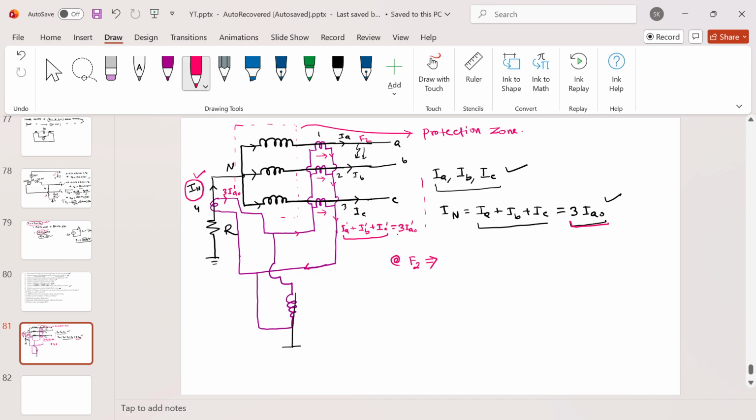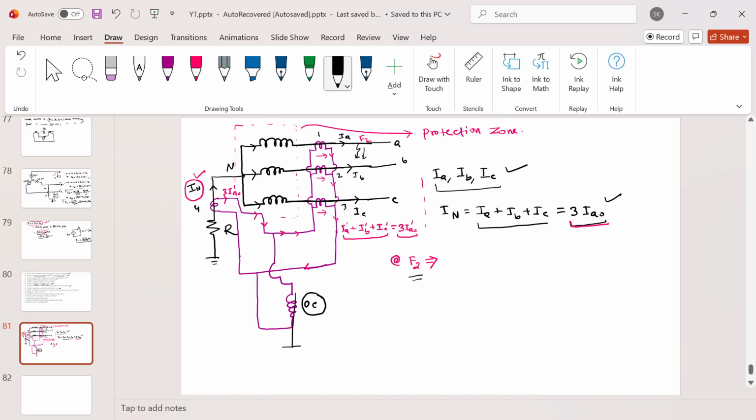You can see this 3 IA naught prime current is coming from the neutral reflection also, and it is completing the path within the CTs. It is not even going into the operating coils. So your operating coil will not be energized, and it will not send any trip signal to the circuit breaker. That means if any fault occurs that is not located in the protection zone, like this F2 point, then it is the zero sequence component of current that is only flowing through the CTs. It is not coming to the operating coil. That's why the F2 fault will not be detected.